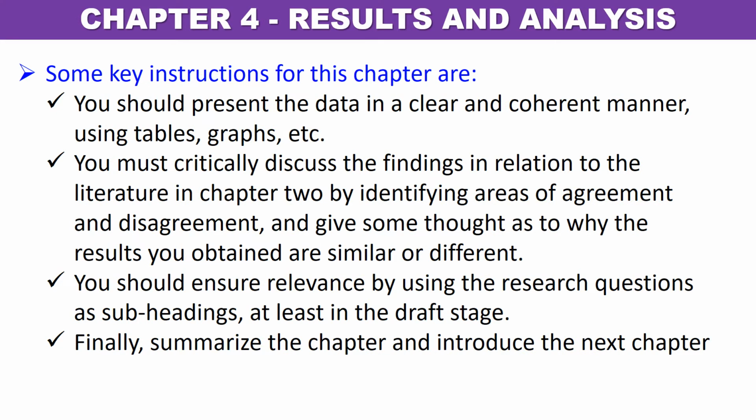Some key instructions for this chapter are below. You should present the data in a clear and coherent manner using tables and graphs. You must critically discuss the findings in relation to the literature in Chapter 2 by identifying areas of agreement and disagreement, and give some thought as to why the results you obtained are similar or different. You should ensure relevance by using the research questions as subheadings, at least in the draft stage. Finally, summarize the chapter and introduce the next chapter.